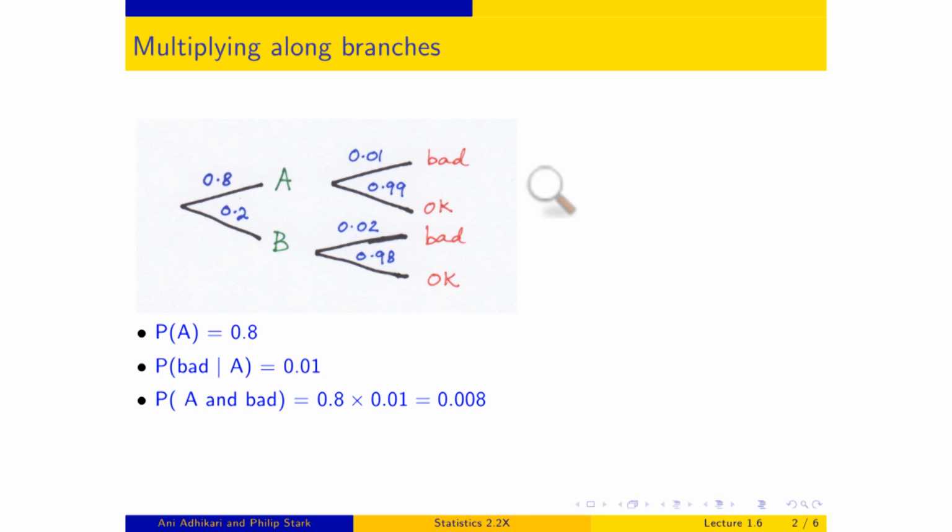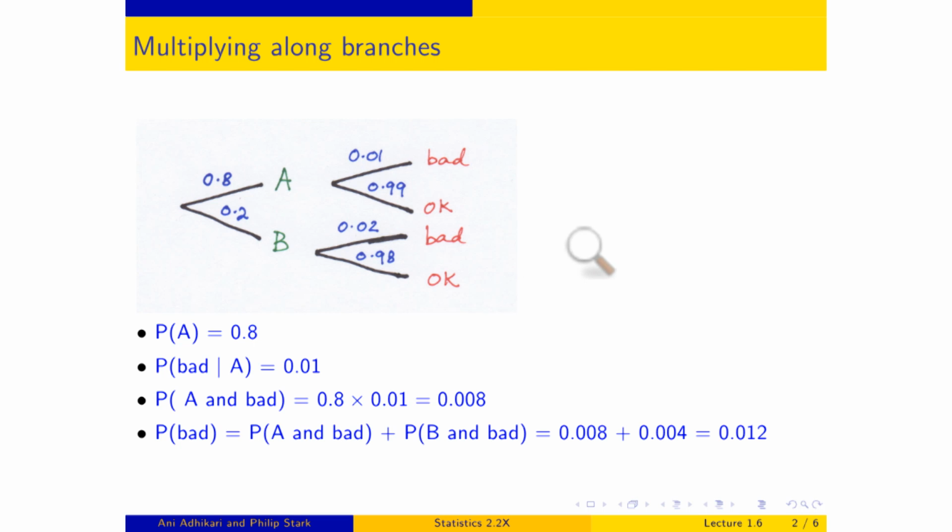Alright, so now I've stuck my hand and I've pulled out a widget at random and I ask you what is the chance that that thing is bad? Well, where is it in my picture? Well, it's either here or here, which means it's either in this branch or this one. It's either bad and came from machine A, or it's bad and came from machine B. There is no third option.